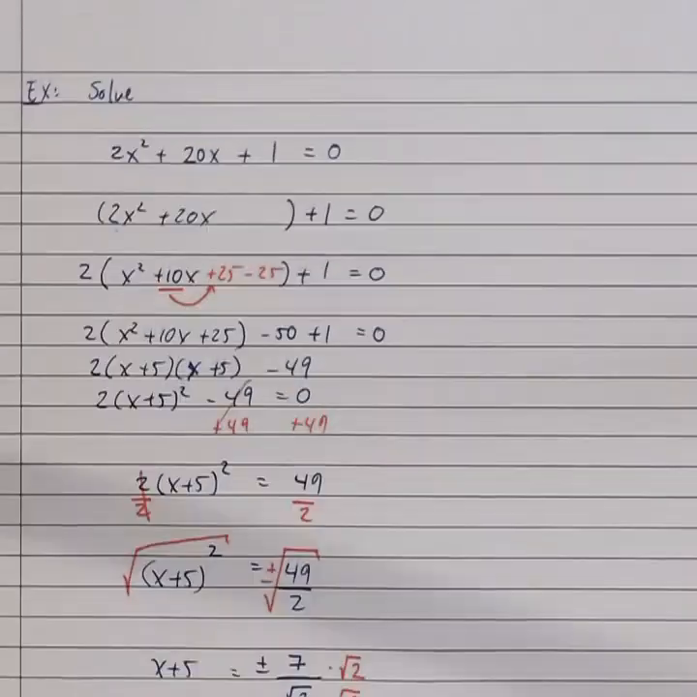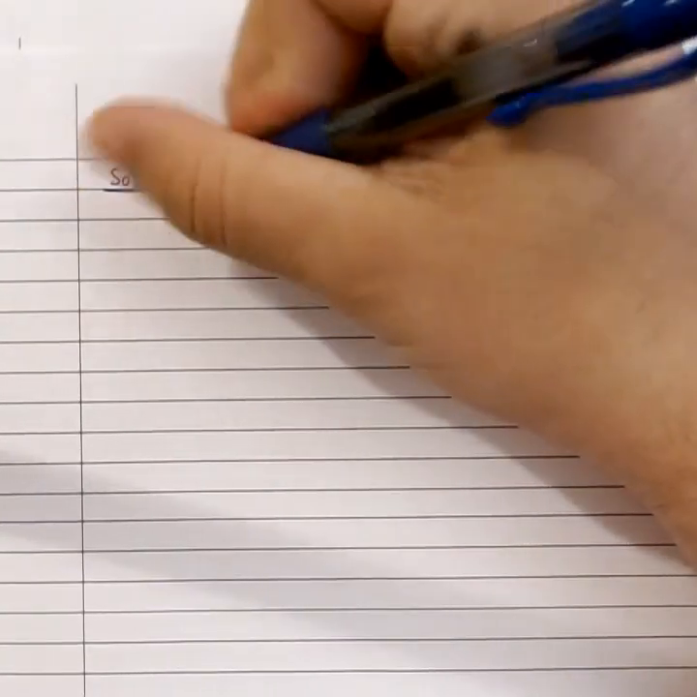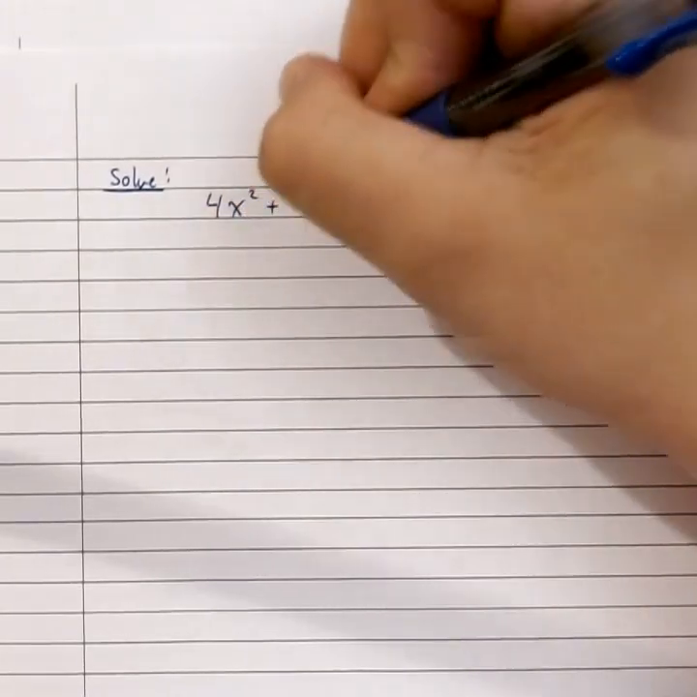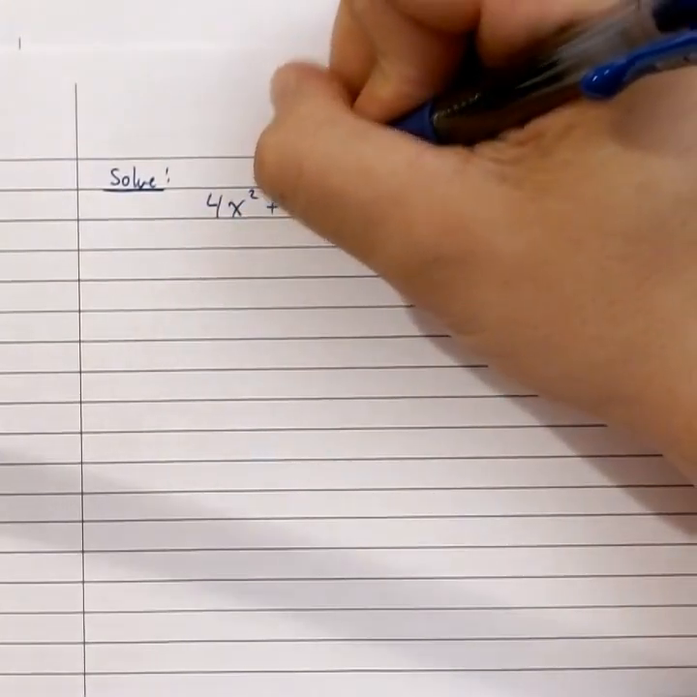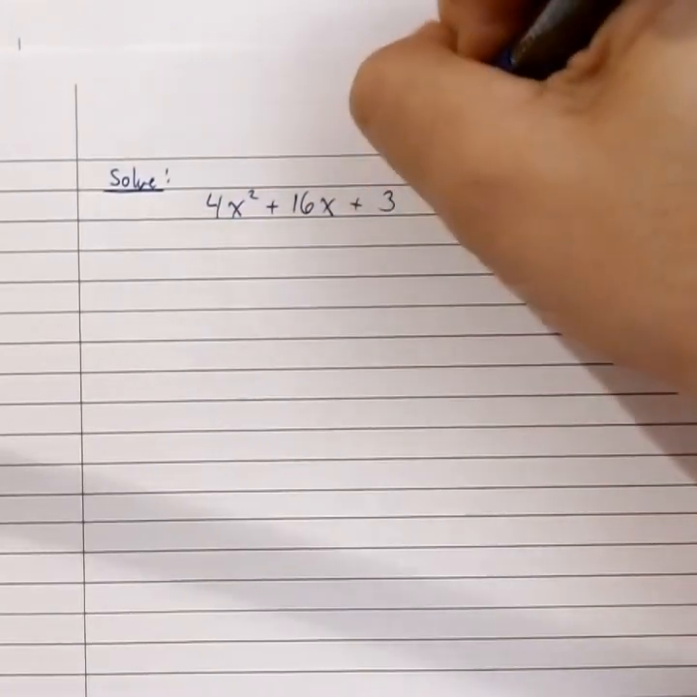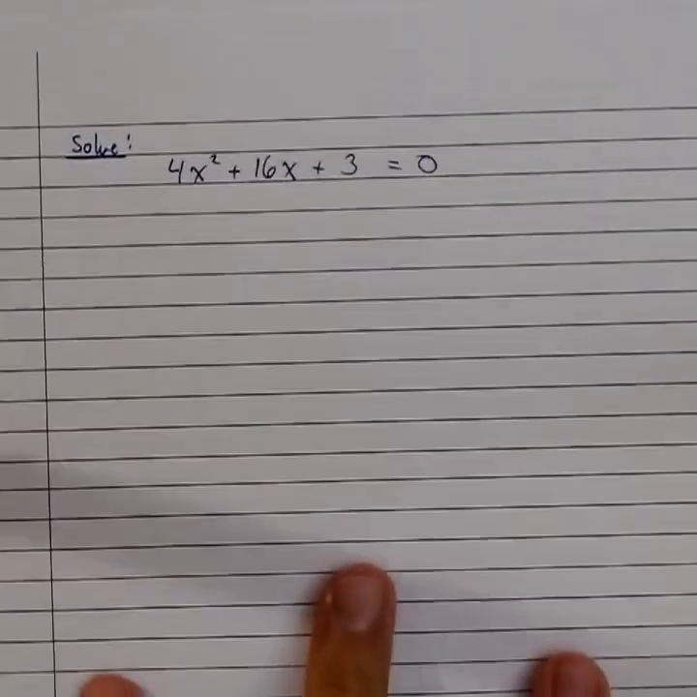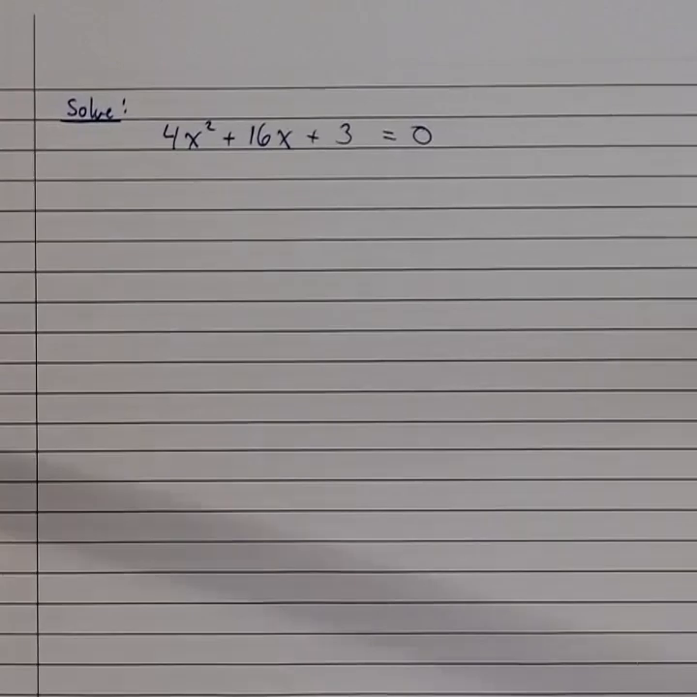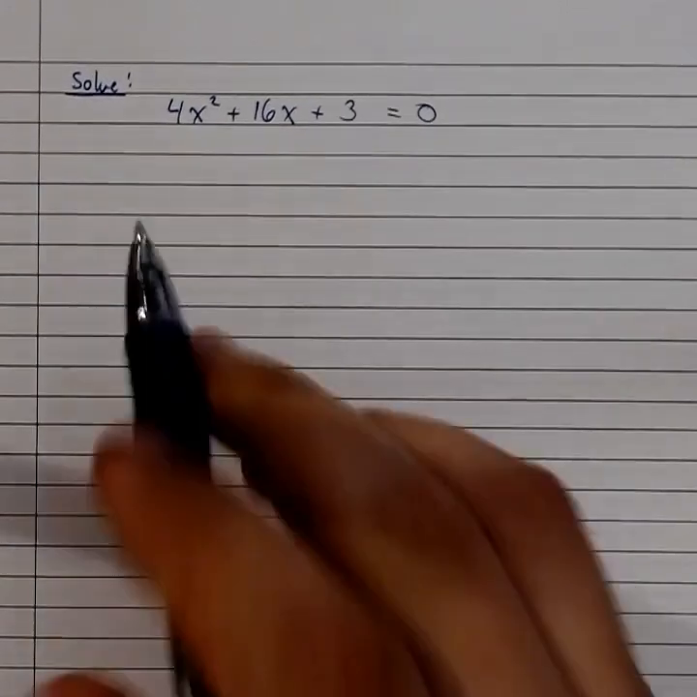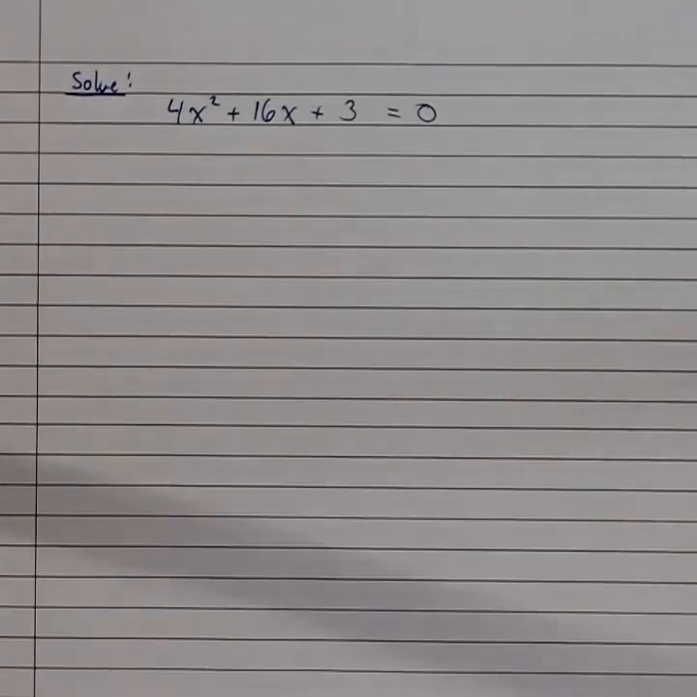So give that a try. Go ahead and solve 4x squared plus 16x plus 3 is equal to 0. Go ahead and complete the square and then extract the square. Are there other ways to solve? Sure, but right now that's what we're practicing. So pause the video and solve this by first completing the square and then extracting the square. Once you're done, unpause the video and we'll go through it together.